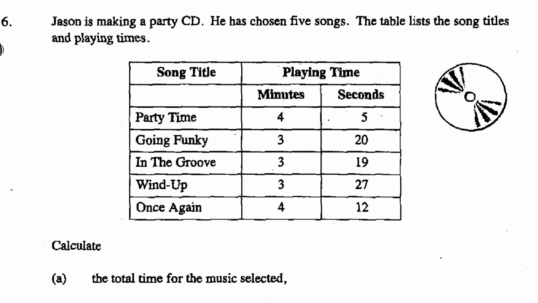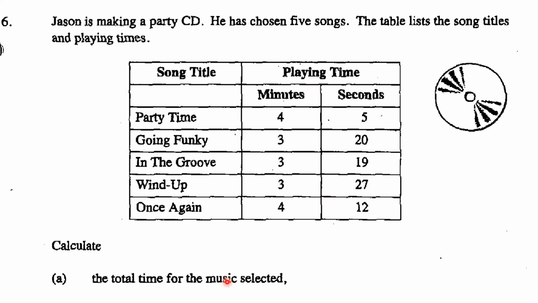Okay, this one is about Jason. Jason is playing a party CD. He chooses 5 songs. The table lists the song titles and playing times. The songs are Party Time, Going Funky, In the Groove, Wind Up. And the times are 4 minutes and 5 seconds, 3 minutes and 20 seconds, 3 minutes and 19 seconds, 3 minutes and 27 seconds, and 4 minutes and 12 seconds. These are the playing times.